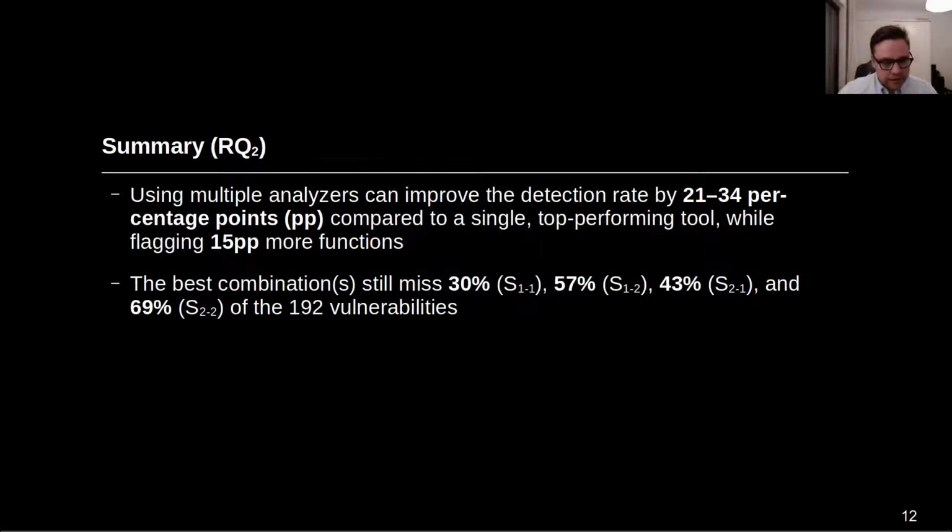In summary, we can say that using multiple analyzers can improve the detection rate by 21 to 34 percentage points compared to a single top-performing tool. However, as a trade-off, these combinations roughly flag 15 percentage points more functions as potentially vulnerable. What is quite interesting is that even though we combine these tools, we still miss between 30 and almost 70% of the 192 vulnerabilities in our benchmark, which is still quite a lot.